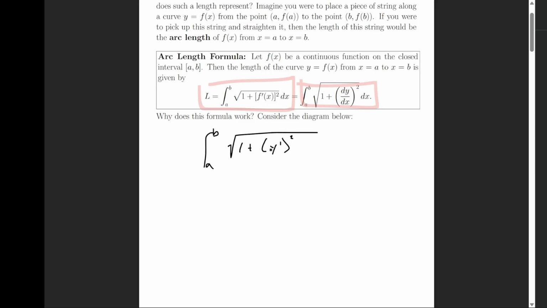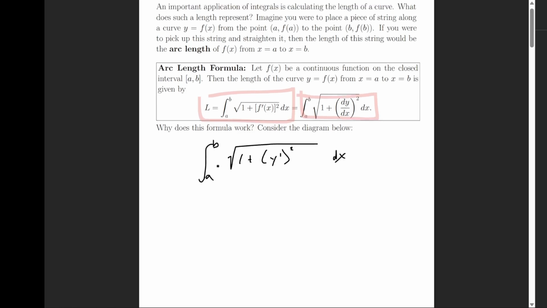So this is y derivative squared. This is what I'm going to be using to explain it because it's easier like that. But yeah, this is basically what you need to know.